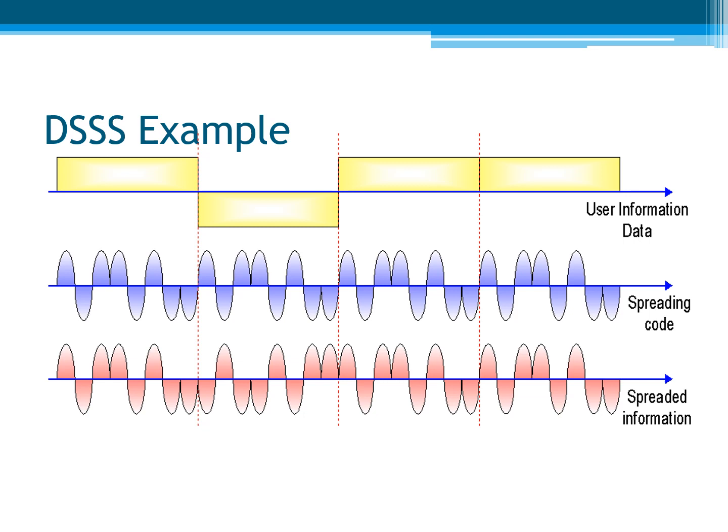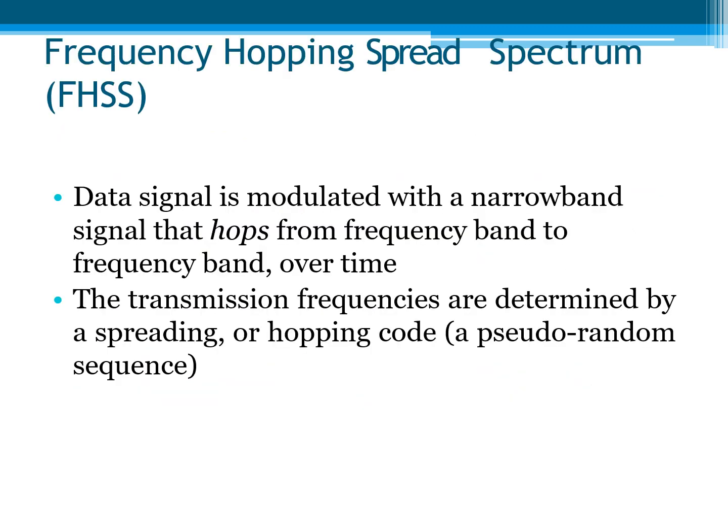This is an example of a DSS. So this is spread code, this is spread information and data. Next, we have frequency hopping spread spectrum. So this is another type of spread spectrum technique.